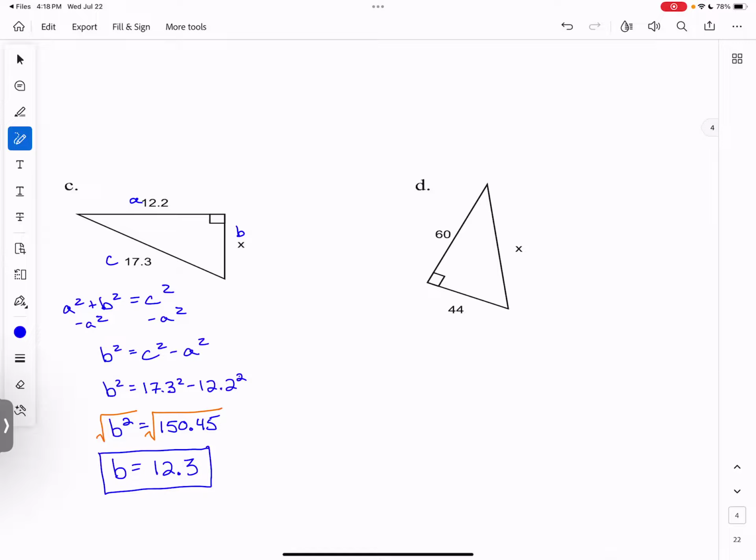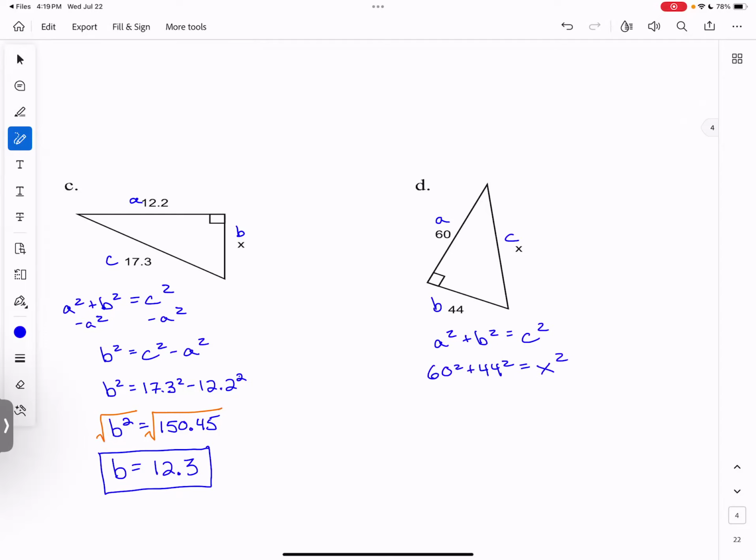Okay, next one does not look like a right angle at all, but we have the symbol there, so it is one. It's just a bit distorted in the picture. So I'm going to label this a, b, c with c as my hypotenuse. And as always, a squared plus b squared equals c squared. Here we're solving for our hypotenuse, so it's already arranged the way we want. So 60 squared plus 44 squared is going to equal our x squared.